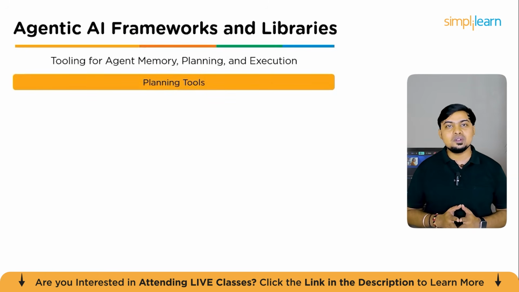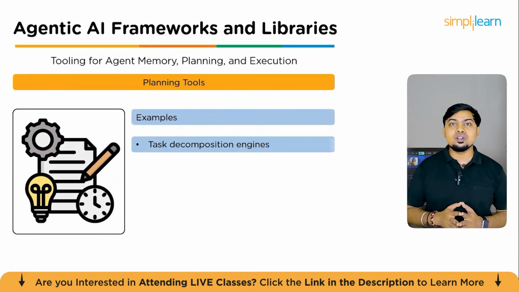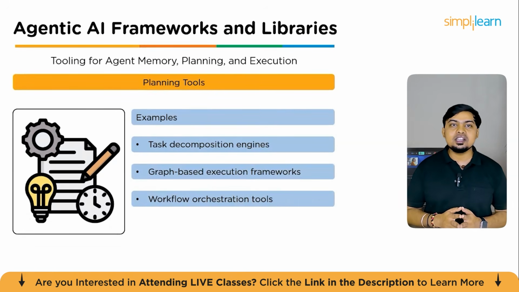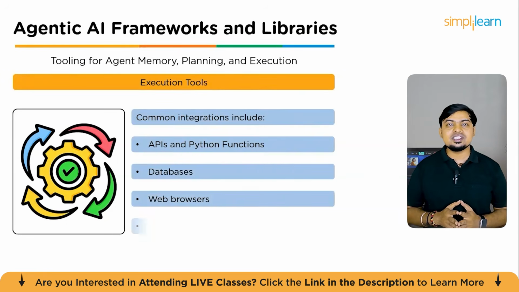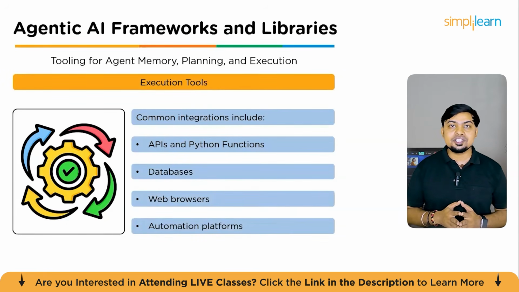Now, let's go through the planning tools. Planning tools help agents to break goals into smaller tasks. For example, task decomposition engines, graph-based execution frameworks, and workflow orchestration. Modern AI agent frameworks often include planning modules or integrate with orchestration systems. Execution tools are the next one. Execution involves interacting with external environments. Common integrations include APIs, Python functions, databases, web browsers, and automation platforms. Execution layers are critical for turning AI into operational systems.